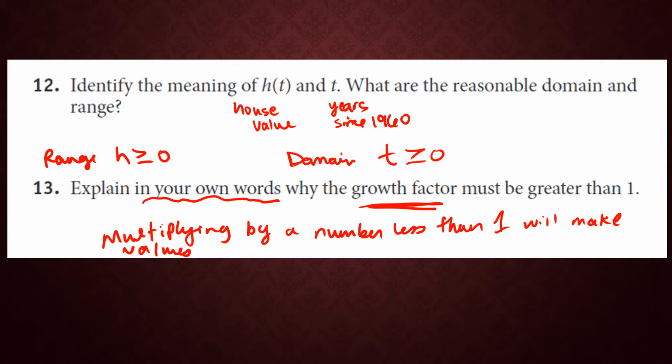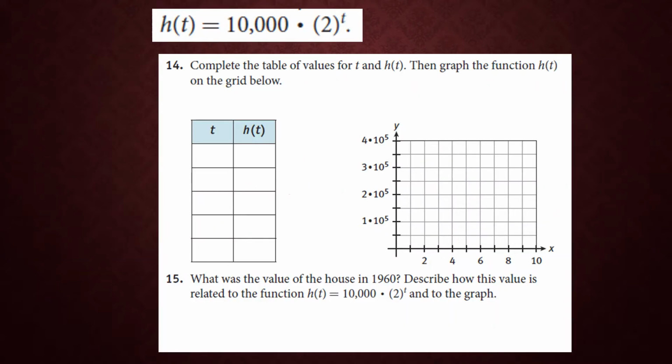And then if you multiply by 1 itself, it'll not change anything. So 1 itself will not change the value. So in order for it to grow, that growth factor has to be something greater than 1 or nothing's going to get bigger. All right, so we're going to complete this table of values and then graph it.